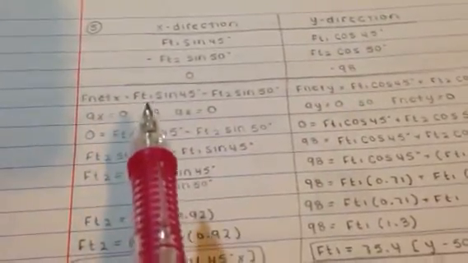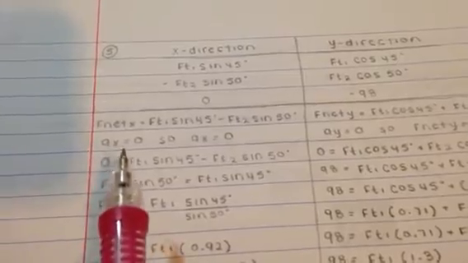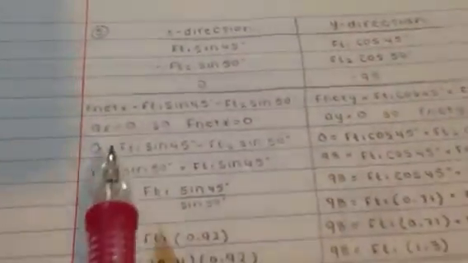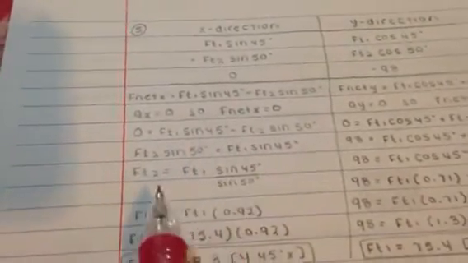So you plug them in, and then we put the F net x equals FT1 sine 45 minus FT2 sine 50. And then the acceleration of x is 0, so the force net of x is also going to be 0. So you make all of this equal to 0, and then you add this on this side, and then you divide. So you can separate one variable.